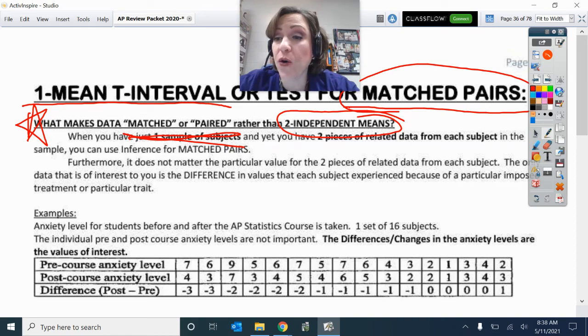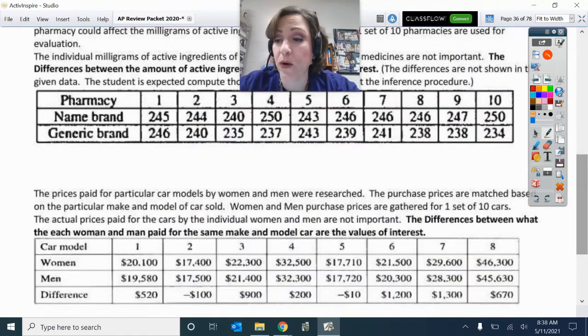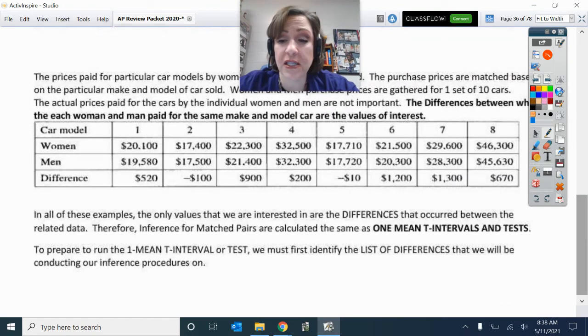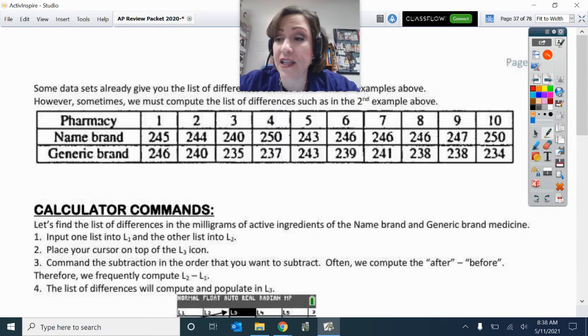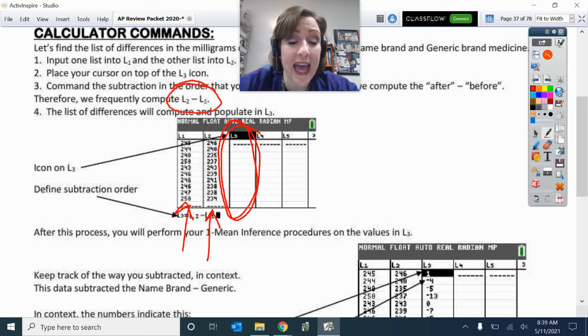All right. So I want you to peruse this and you can see what makes it one versus where they are matched. And then remember that what you do calculator wise is you're putting your information into L1 and L2, and then you're going to do the subtraction. Pay attention to which way you subtracted. We typically do after minus before, L2 minus L1, and that goes right here.